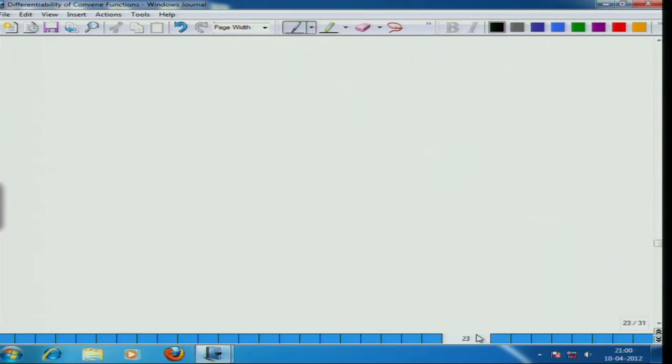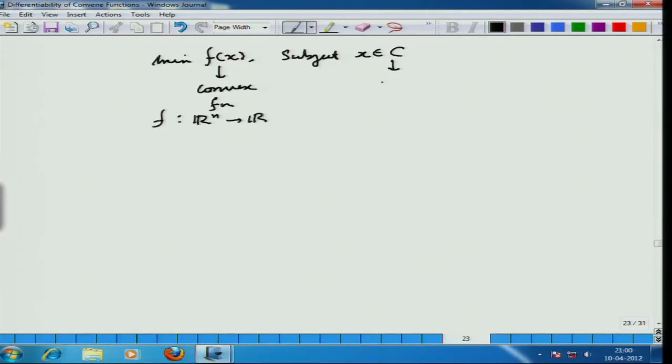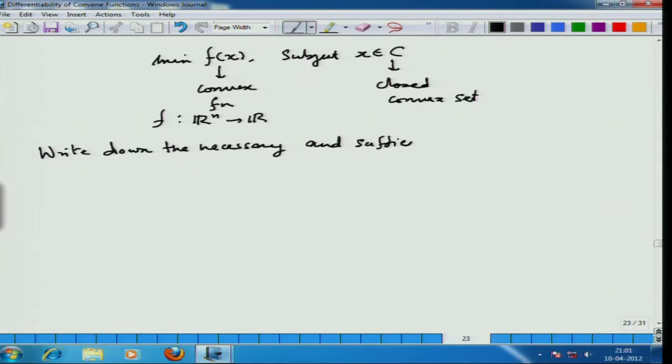So, now let us go back to our question, with which I'll end today's talk. Minimize f x, subject to x element of C, f a convex function from Rn to R, and C a closed convex set. What is the necessary and sufficient optimality condition? Write down the necessary and sufficient optimality condition, that is what we wanted.